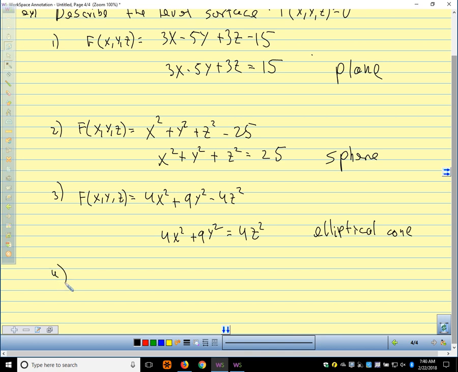Number 4. F of x, y, z equals 16x squared minus 9y squared plus 144z.